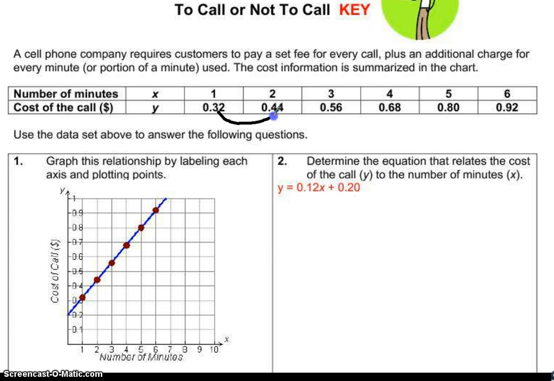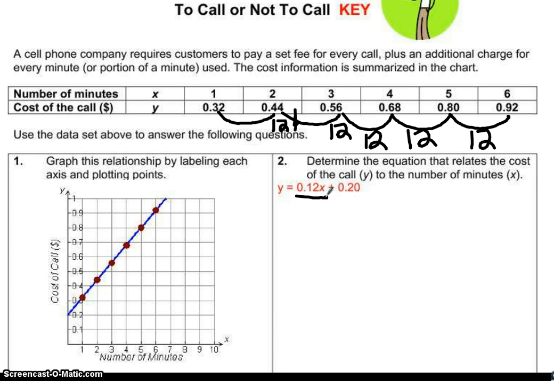From 32 to 44 cents, I went up an additional 12 cents. From 44 to 56, I went up another 12 cents. And if I keep looking at the pattern, I'm going to pay 12 cents for every minute. So that is where I get my 0.12X from.